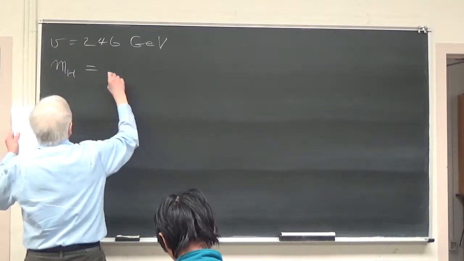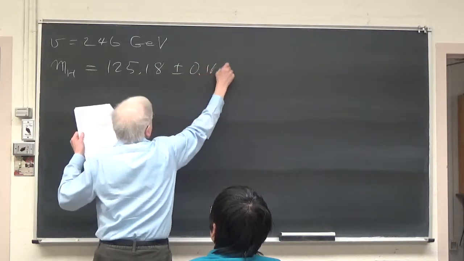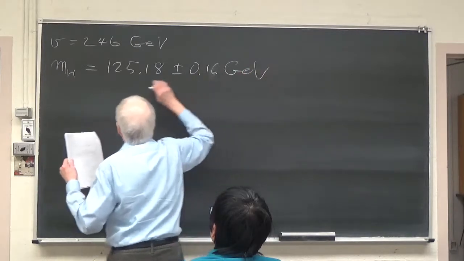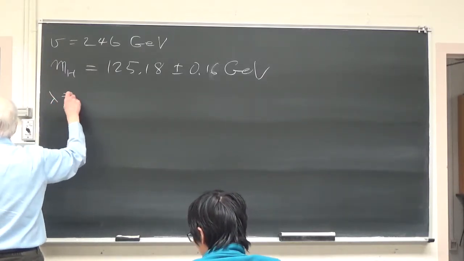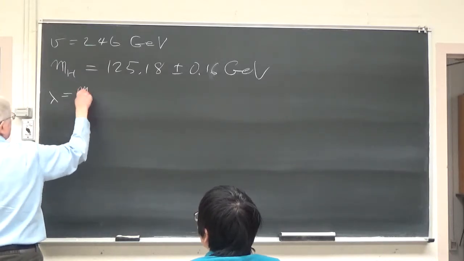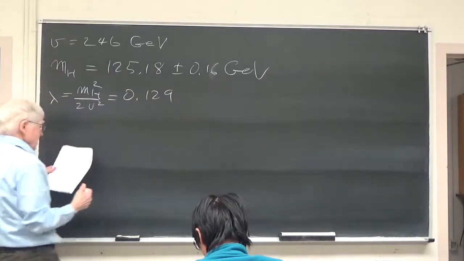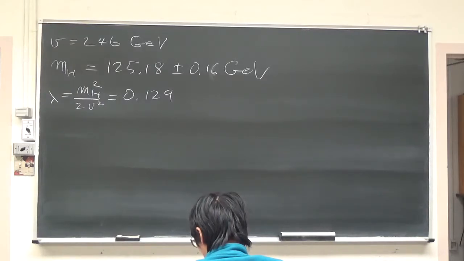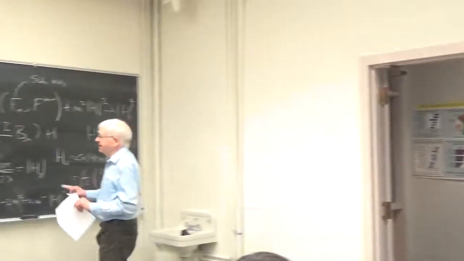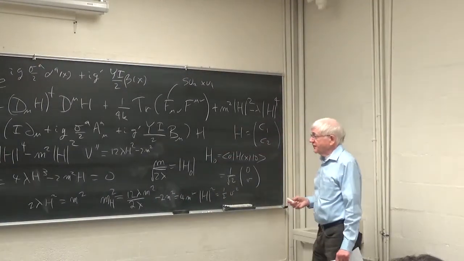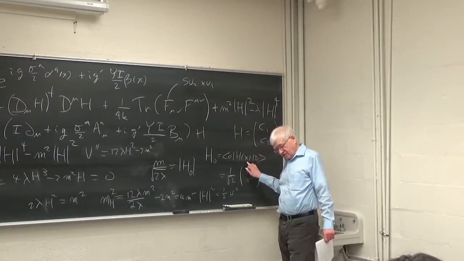And further measurements at the LHC have determined its mass to be 125 GeV, and this self-coupling lambda, which I'm writing as m squared over 2 v squared, is 0.129. As I said, there's a factor of 2 loose, but the essential idea here is that there's a complex doublet of scalar fields. One of these scalar fields, the neutral scalar field, gets a mean value in the vacuum.